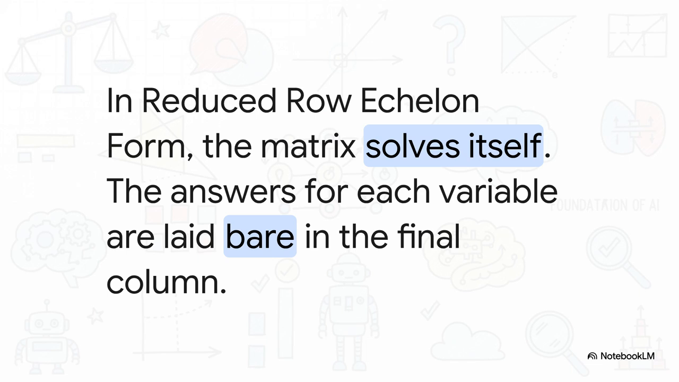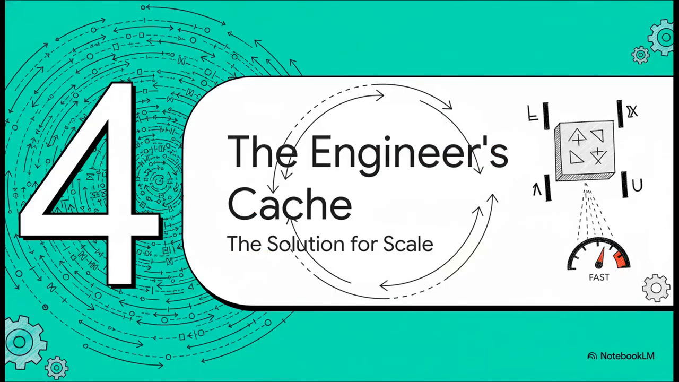The work is finished. There's no back substitution, nothing. The system has basically solved itself, and the answer for each variable is just sitting right there, plain as day, in that final column. Okay, but all that perfection comes at a price, a computational cost. And for engineers who are really focused on performance and scale, especially in AI, there's a different way to think about this that prioritizes speed, especially for repetitive tasks. And that brings us to LU factorization.